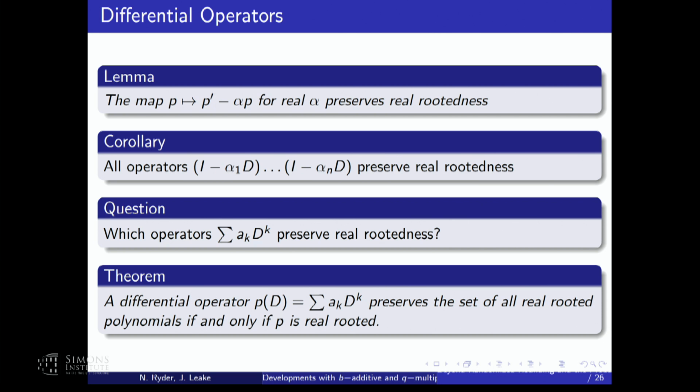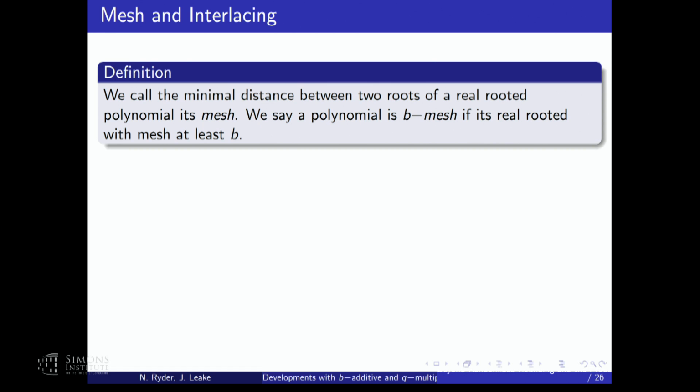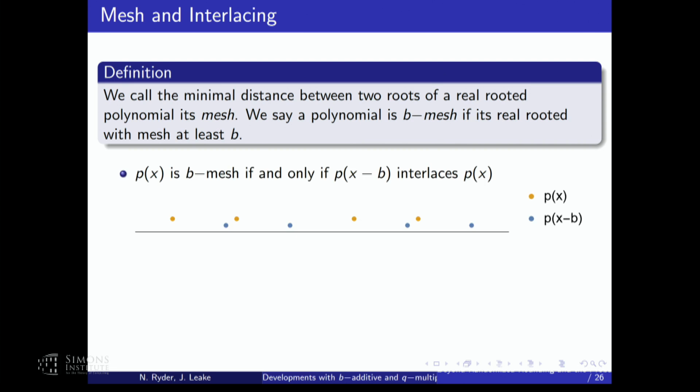So how does this relate to the mesh case? First, let's do some definitions. Like I said earlier, I'm going to call the minimal distance between two roots of a polynomial its mesh. We say a polynomial is b-mesh if it's real-rooted with mesh at least b. Any real-rooted polynomial is zero-mesh because the minimal distance will be at least 0. There's a nice characterization of b-mesh in terms of interlacing that I'll be using a lot throughout this talk.